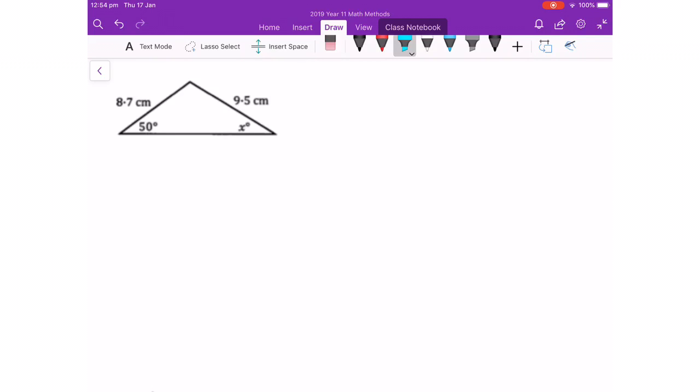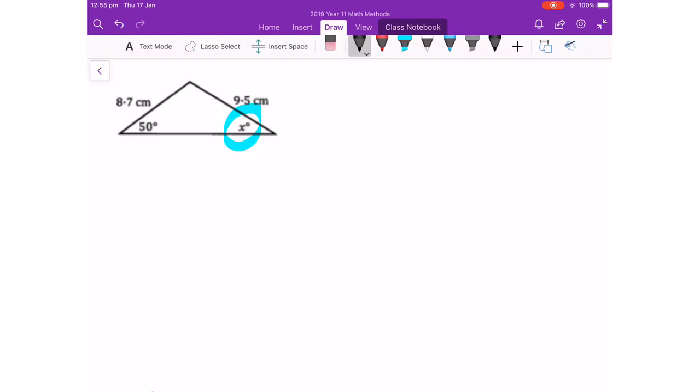So what I've got at the moment is a non-right angle triangle. That's one of the most important features of the sine and cosine rule, that it's used only for non-right angle triangles. And I've got a few different bits and pieces here. All right, so the first thing we've got to do is figure out, okay, I've got an unknown x here, so I want to find an unknown angle here.